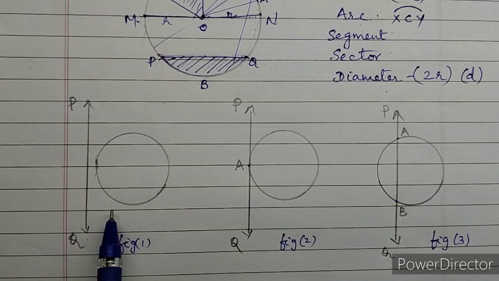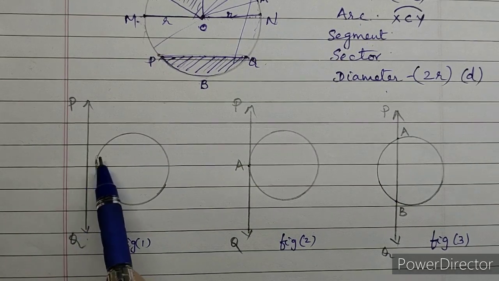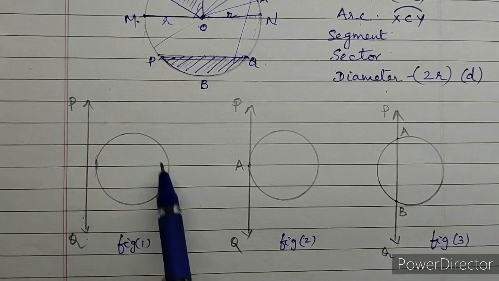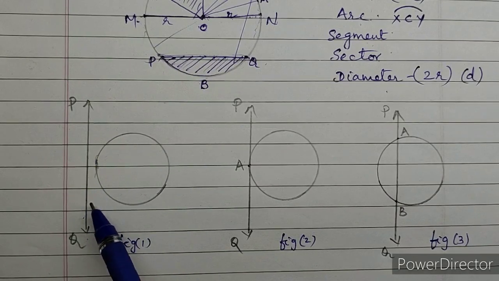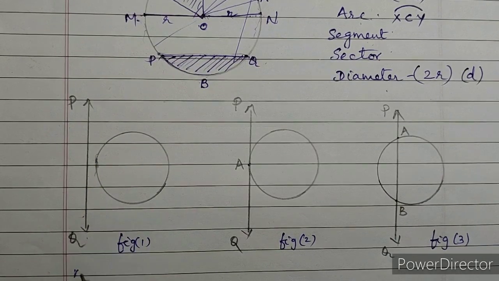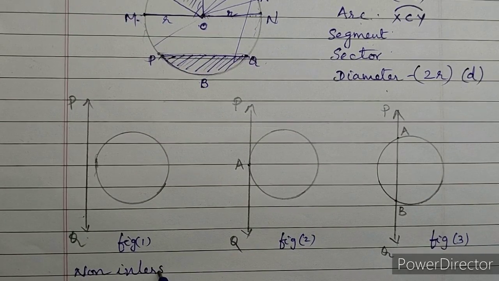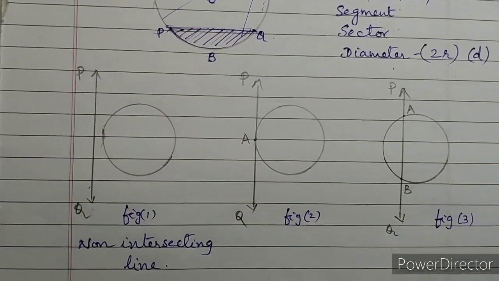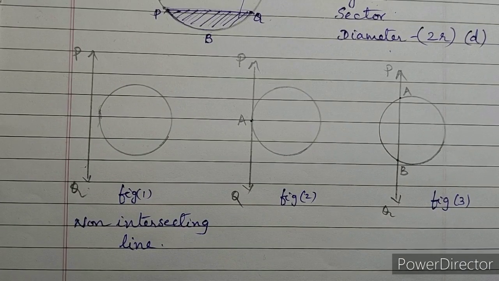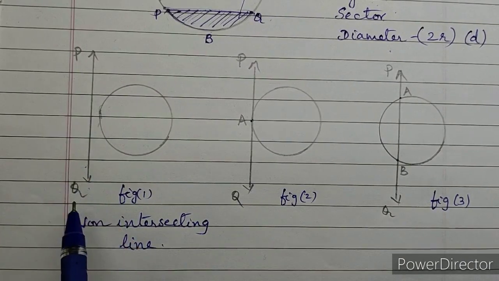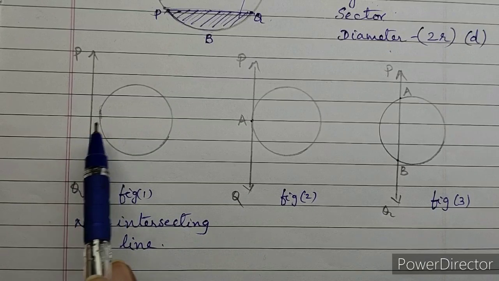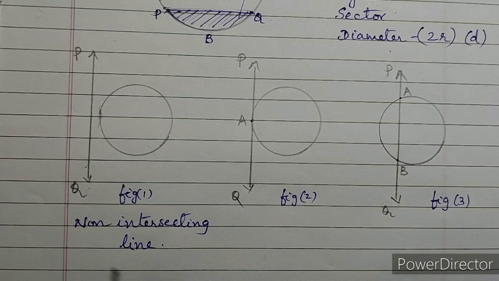So in this first case, you can say that the line PQ and the circle don't have any common points. So line PQ is called non-intersecting line. Intersecting means touching. So it is a non-intersecting line, since there isn't any common point for line PQ and the circle.